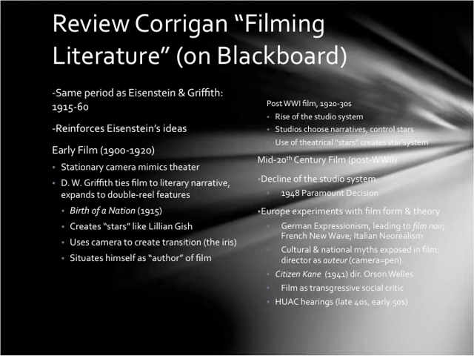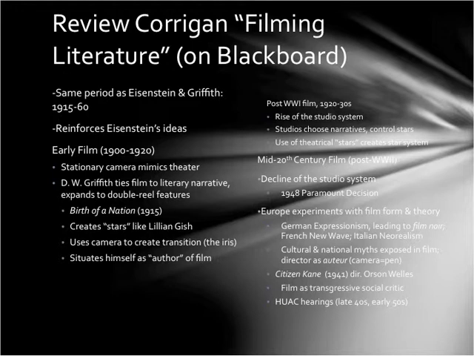So the Chapter 2 by Corrigan on sort of the phases of 20th century film reinforces a lot of Eisenstein's ideas, particularly the role D.W. Griffith played in the development of film. D.W. Griffith is really problematic because he does produce one of the most sort of stereotypically racist films of the 20th century, Birth of a Nation in 1915.